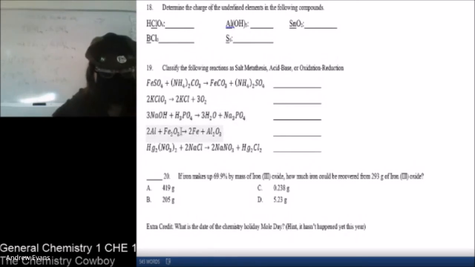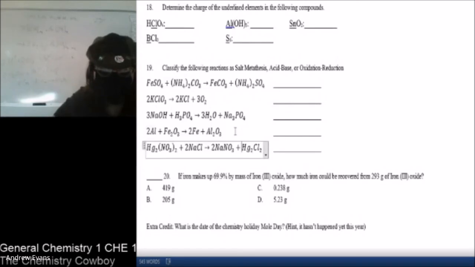Aluminum plus iron oxide forms iron and aluminum oxide. I've used this example multiple times in class. It's the thermite reaction. We have a pure element being consumed and a pure element being formed. A clear example of redox reaction.